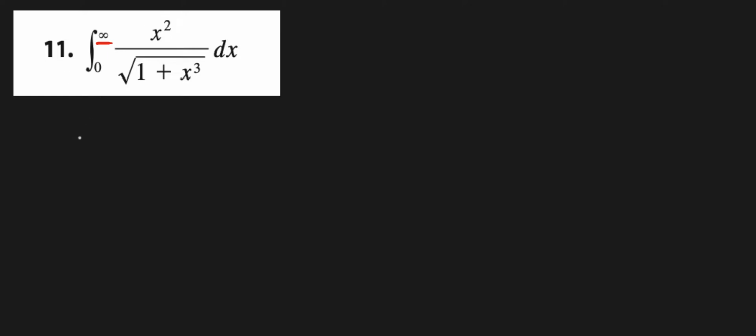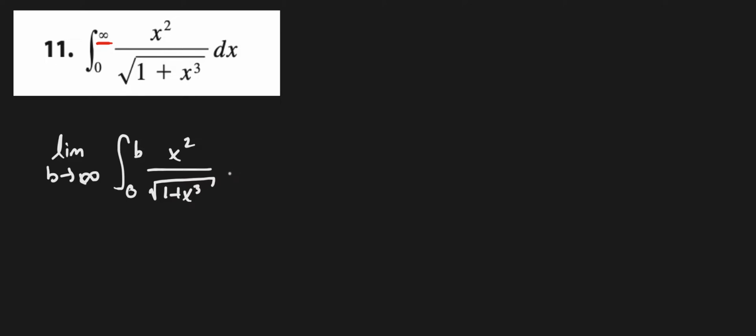So let's evaluate. Let's do the limit as b approaches infinity of the integral from 0 to b of x squared over root of 1 plus x cubed dx. These problems can be quite time consuming, but it's always important to show all your steps so you don't make any stupid mistakes that can cost you the whole problem. So the first thing I want to do is find the antiderivative of this function.